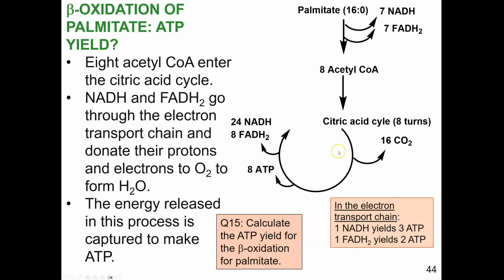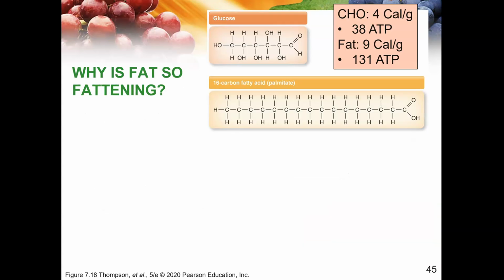So again, remember that now, you've got 8 ATPs here, but you have 7 NADHs, 7 FADH2s, 24 NADHs, 8 FADH2s, and remember 1 NADH is going to give us 3 ATPs, and 1 FADH2 gets us 2. So what you get is 7 times 3, 7 times 2, add this 8, 24 times 3, 8 times 2, and if you add it up, you should get 131 ATPs. So that's kind of a lot.